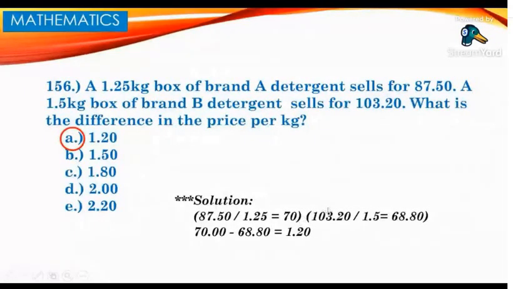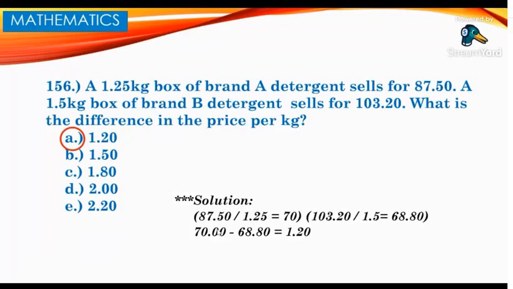Then divide natin 103.20, divide that by 1.5 kilogram for brand B. So that is 68.80. And then it is asked of what is the difference. When we say difference, keyword natin is difference. So this means subtraction. So we simply subtract 70 minus 68.80. So the correct answer for this is 1.20 or 1.2, and that is letter A.